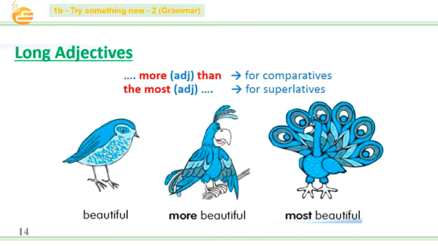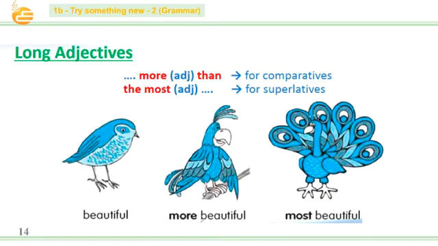Now, more than one syllable. We have here what? More than for comparative. The most for superlative. Let's see here. Beautiful. This is more than one syllable. More beautiful. Don't forget that.